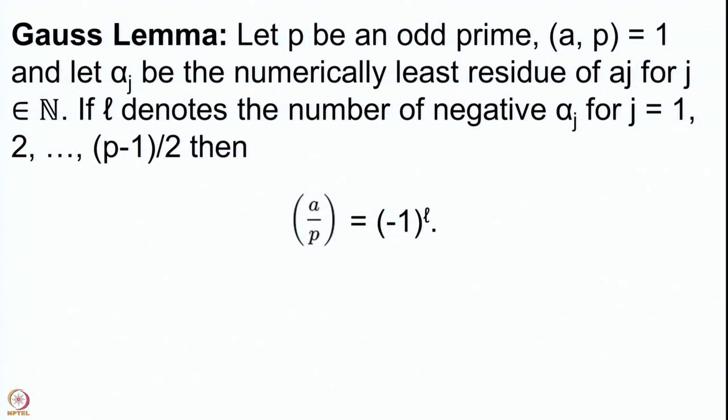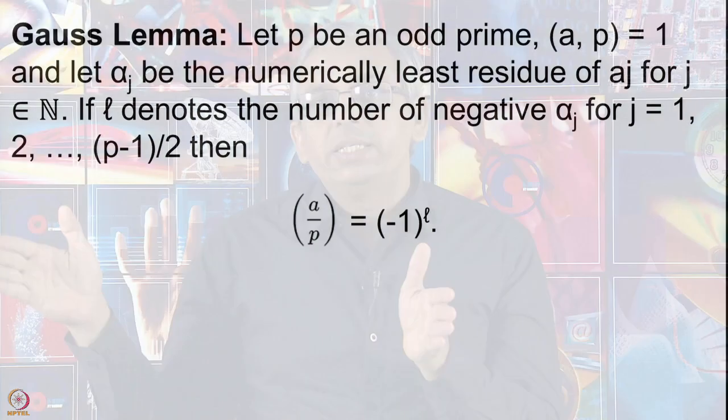Welcome back. We are discussing the quadratic reciprocity law and we proved the Gauss lemma in the previous talk. So, here is the statement of the Gauss lemma that we have seen. Suppose we have an odd prime p, and take any integer a which is co-prime to p, and we compute the numerically least residues for the multiples of a from j equal to 1 to (p minus 1) by 2. So, we compute all these numerically least residues, and see how many of these are negative.